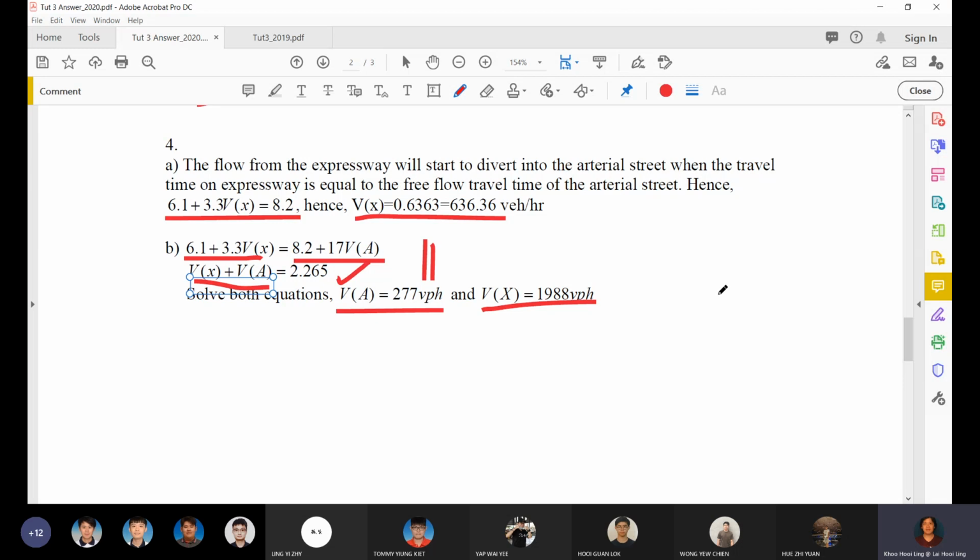That means at the equilibrium condition, we will have more traffic on the expressway than on the arterial road. But the travel time on these two roads, whether expressway or arterial road, that the drivers experience will be the same at the equilibrium. So that is for question 4. Any question?